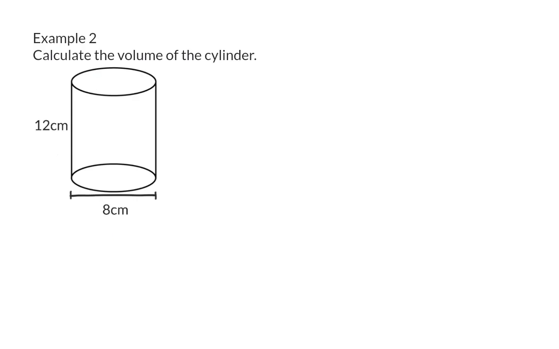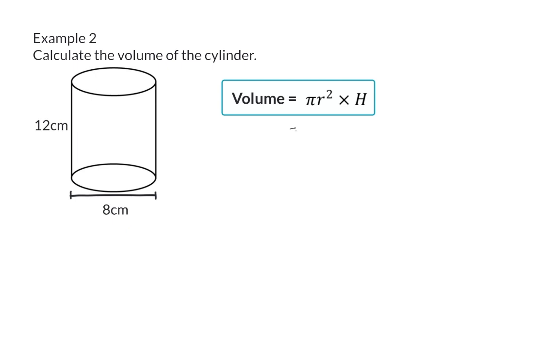Example 2. Calculate the volume of the cylinder. Firstly, we need to calculate the area of the circle, and that is pi times radius squared, and then multiply that by the height of the cylinder. So the volume of the cylinder is 603,19 cubic centimeters.